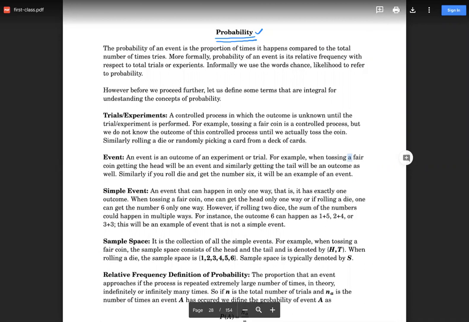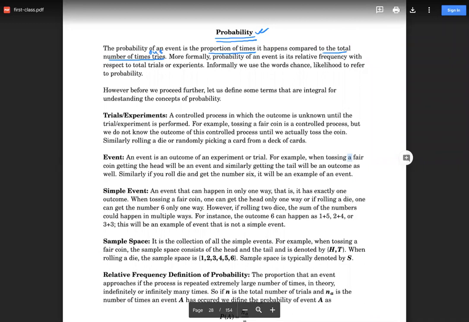So these questions go back to the definition of probability. Officially, how we define probability is this. This may sound a little bit dry. The probability of an event is the proportion of times it happens compared to the total number of times, the total number of tries, the total number of times one tries. Okay, that's what it is.